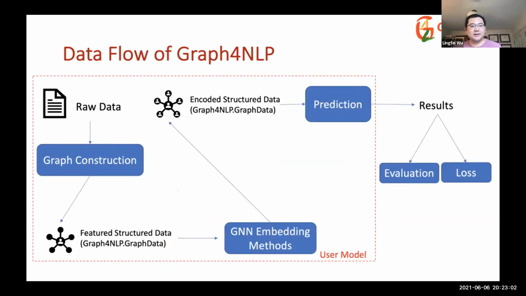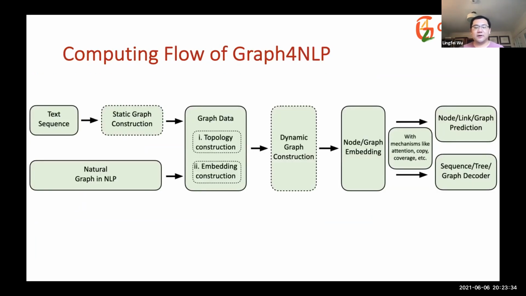Here is the data flow for Graph4NLP. Conceptually, you have raw text data, and you call the graph library code for graph construction to get the graph structure data inside the library. That goes to the user model, where the representation learning algorithm generates the node embedding, and later we can do the prediction. In the evaluation, you have the loss function, which is also provided in our library. This is the computing flow for Graph4NLP.